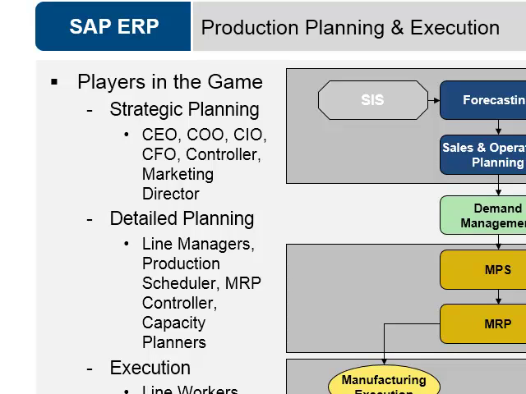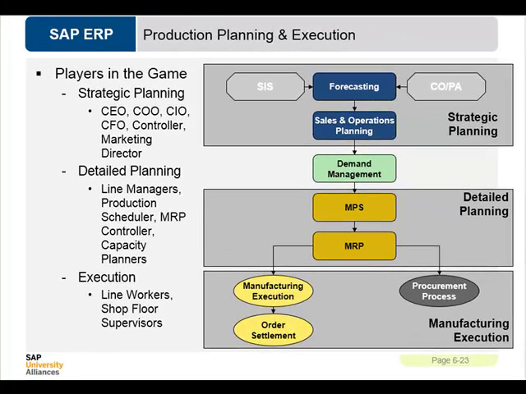At the detailed planning level, you have the line managers, production scheduler, the material resource planning controller, capacity planners. And again, you are dealing now with when should I produce. I already got my targets from the upper level. Now I want to determine when to produce products so I satisfy the requirements that I have either for internal orders or for customer orders or sales orders.